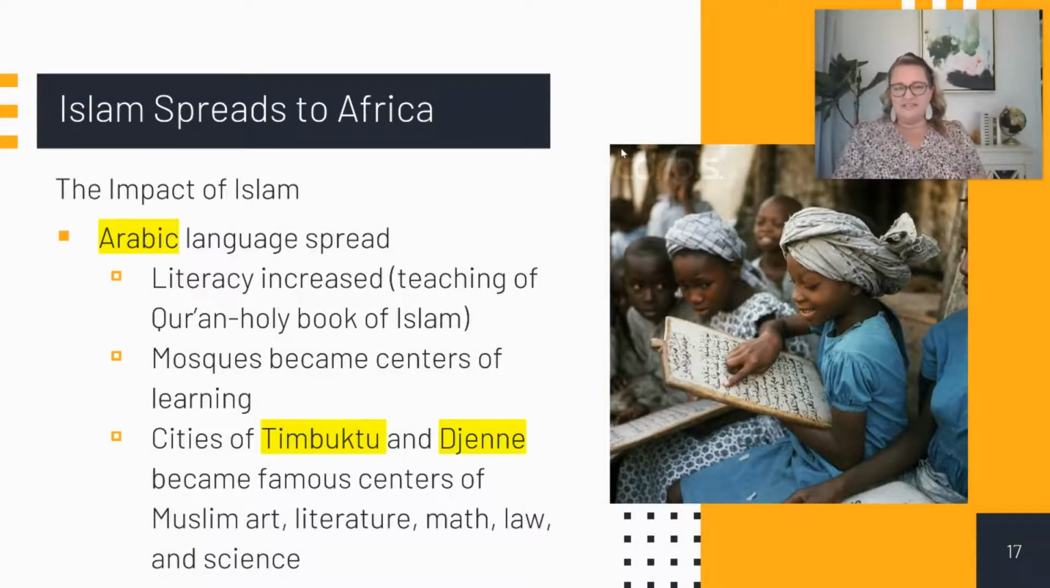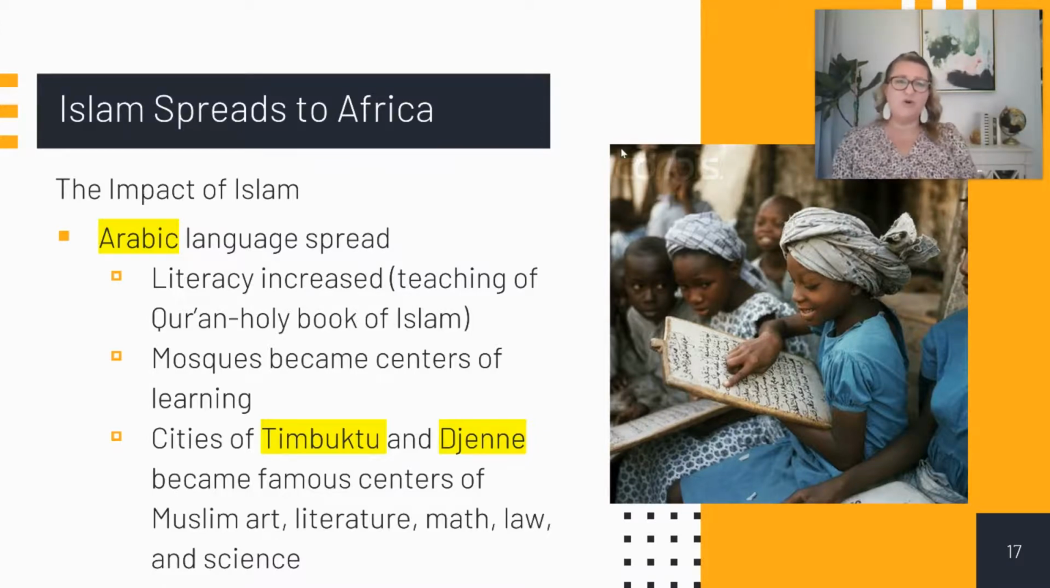Continuing with the impact of Islam, one of the key effects of Islam was the Arabic language. So along with religious beliefs, Arabs brought the Arabic language. Arabic is the language of Arabia, by the way. And this increased reading and writing, what we call literacy. And so the Quran can only be read officially in Arabic. By the way, the Quran is the holy book of Islam.